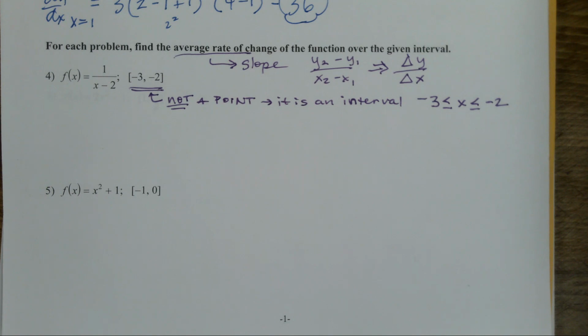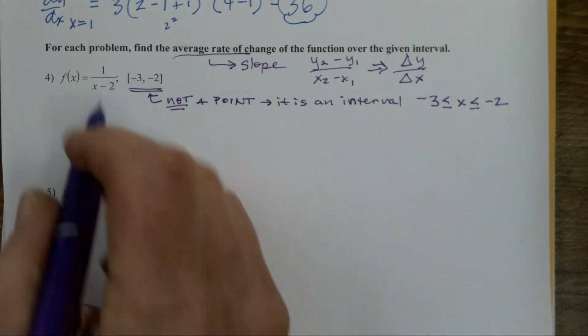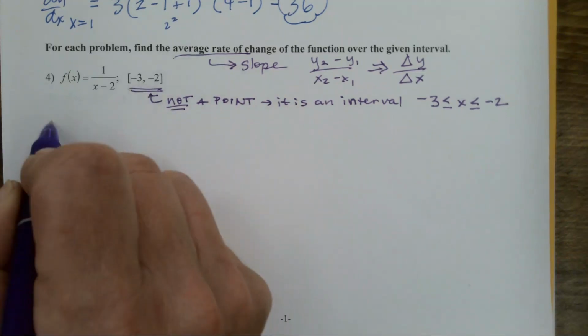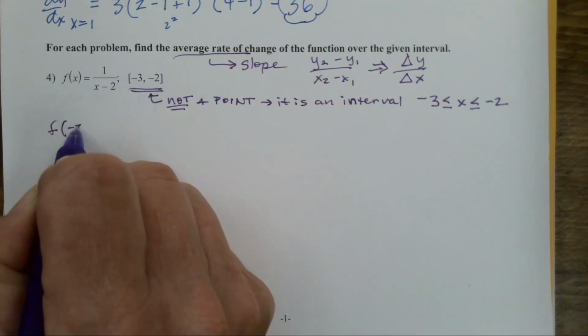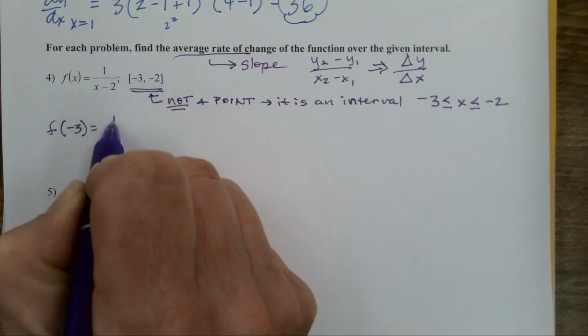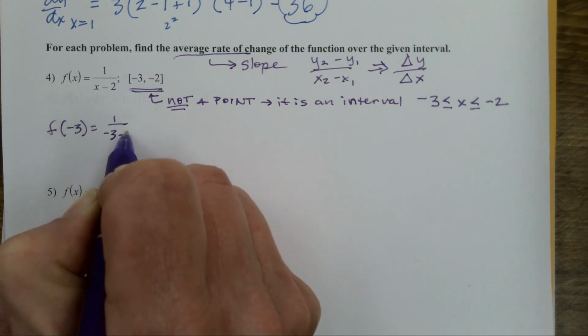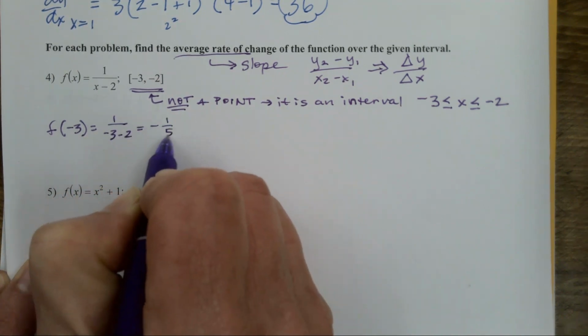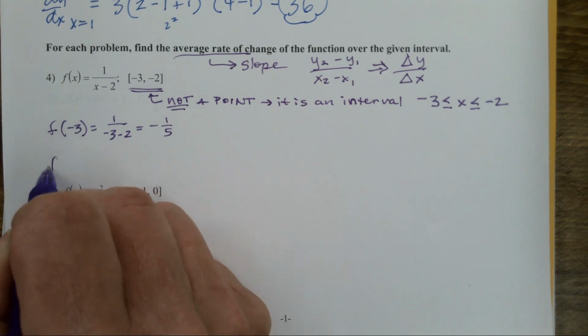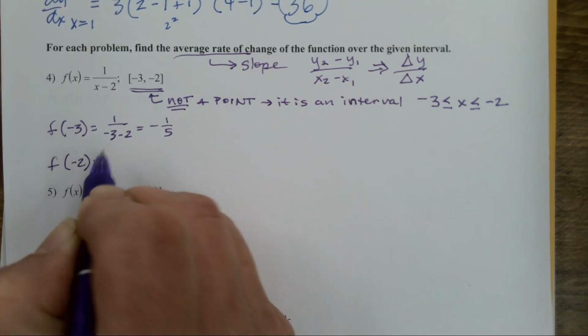And so in order to find my slope, in which I need an x and a y value, I need to input the x value and find the y value, or the output. And so I have to find 2 pieces of other information. What do I get when I plug in -3? And that's -1/5. And what do I get when I plug in -2?